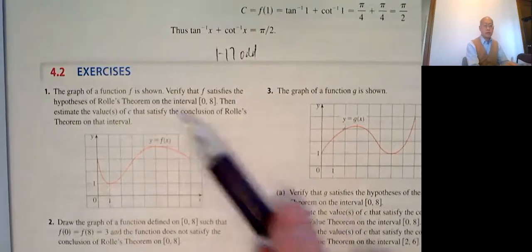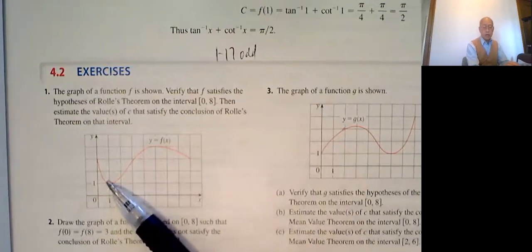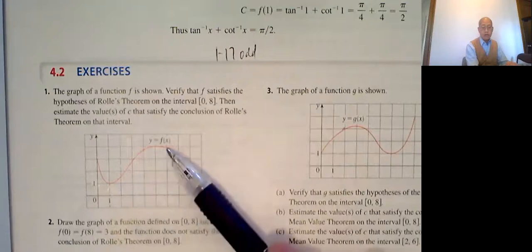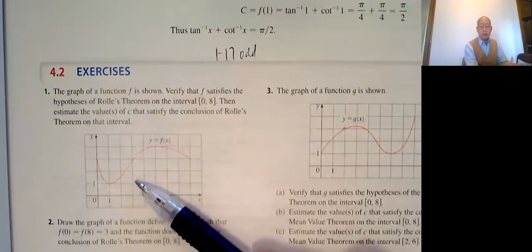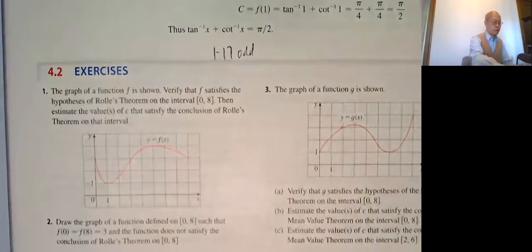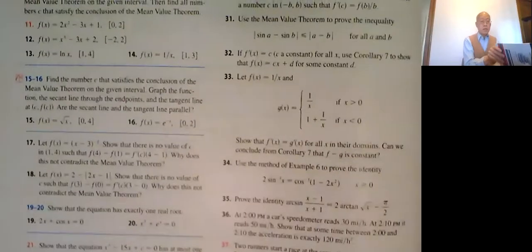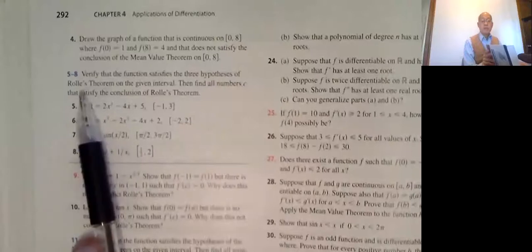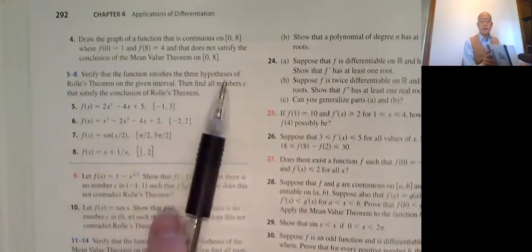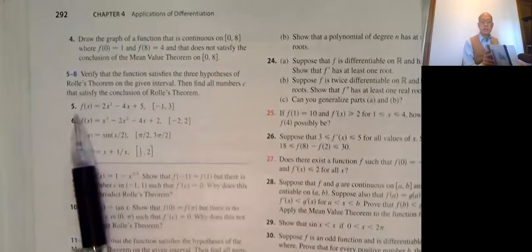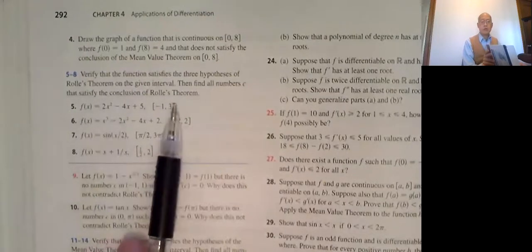They want you to estimate those values of c. It looks like there's one over here at 1 and one over here, which is 1, 2, 3, 4, 5. So the c values, we would say, are 1 and 5 for question number 1. Now, verify that the function satisfies the three hypotheses of Rolle's theorem on a given interval, then find all numbers c that satisfy the conclusion of Rolle's theorem.